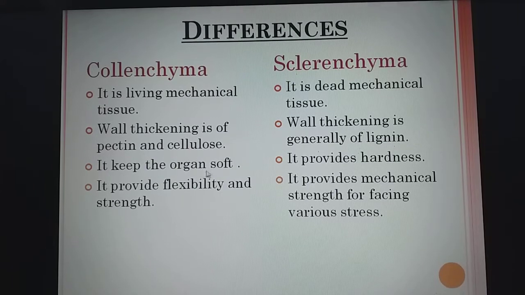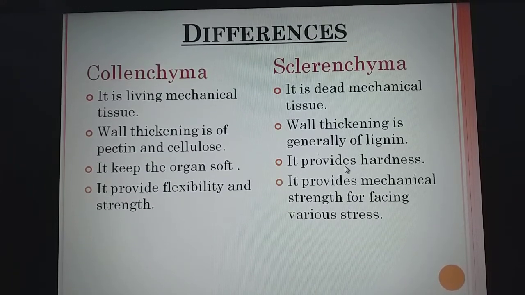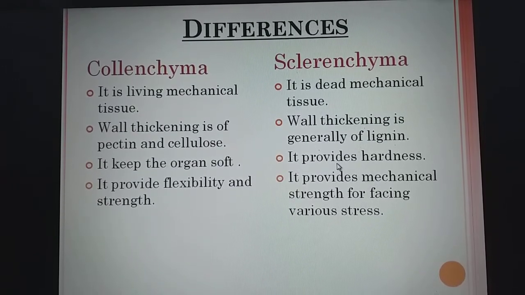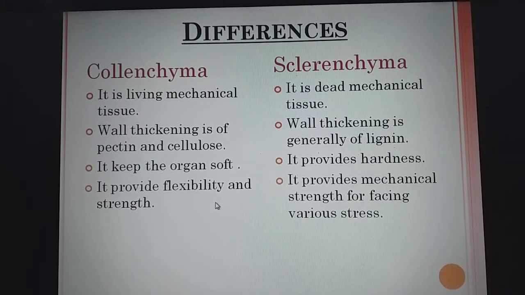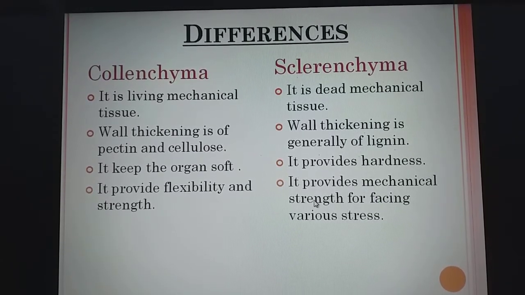So here it keeps the organ soft. It provides hardness. That is the reason why it is very difficult to take out the husk of the coconut. Now, the function of collenchyma is to provide flexibility and strength, and sclerenchyma provides mechanical strength for facing various stress.